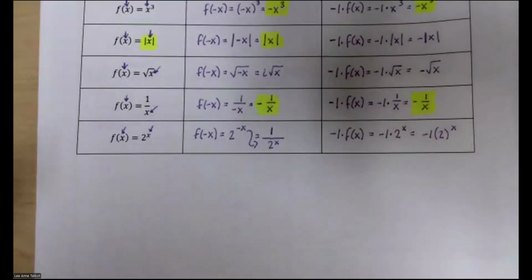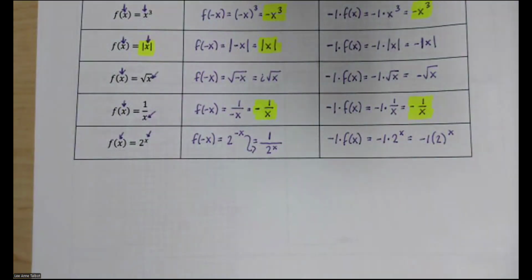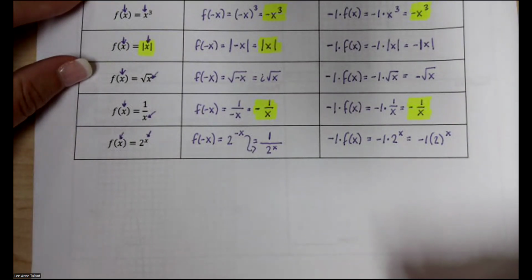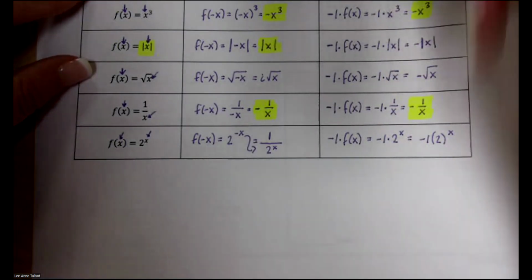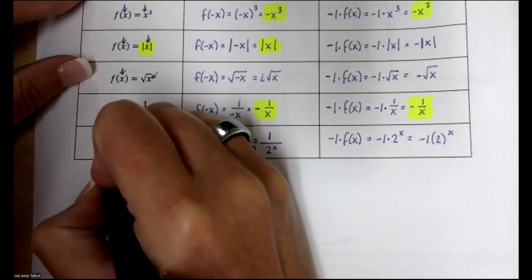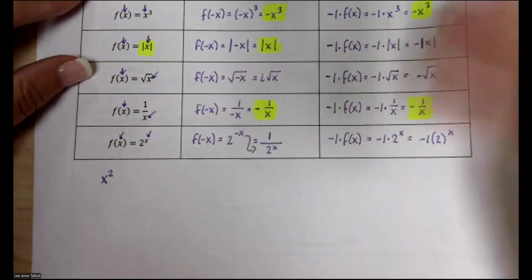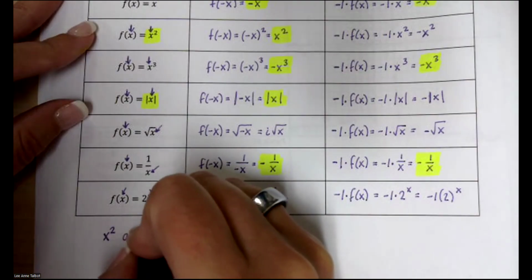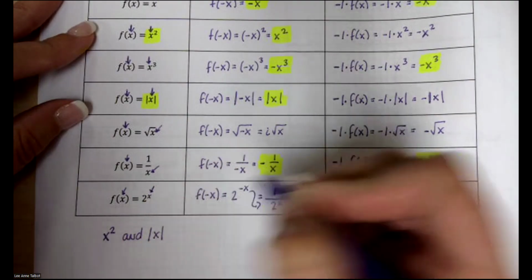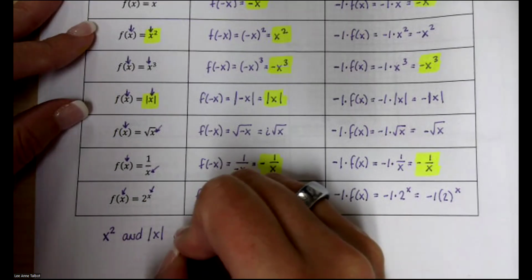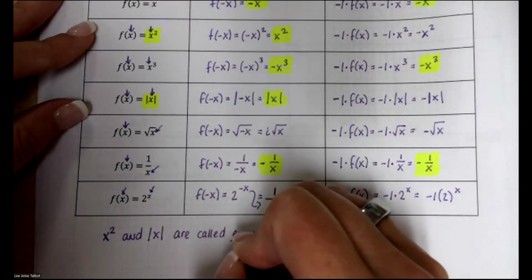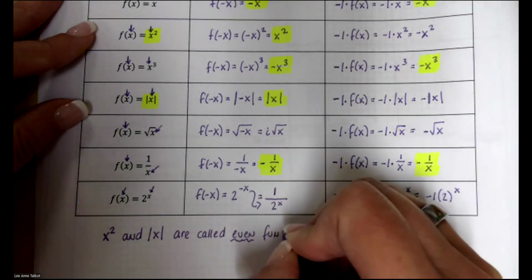Can you guys tell me the two that had matching in column 1 and 2? Yeah, x squared. Column 1 and 2 matching was x squared and absolute value of x. These are called even functions.